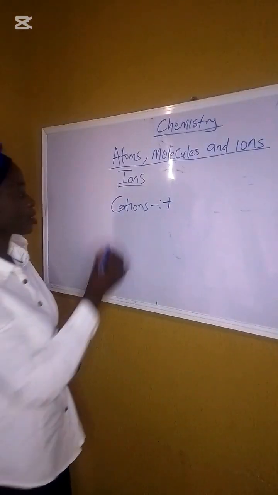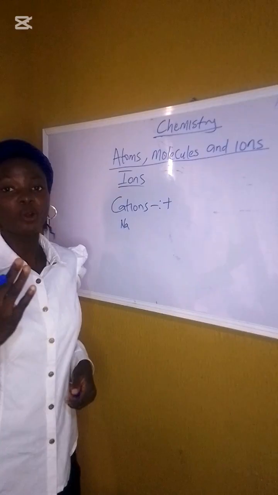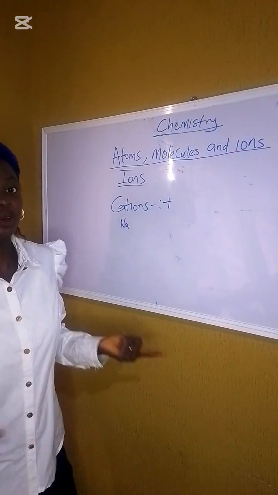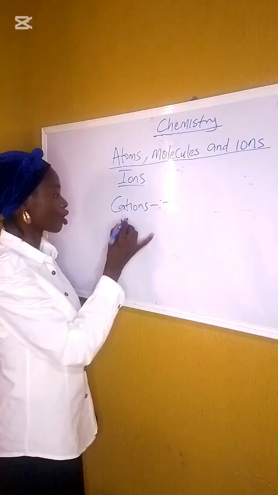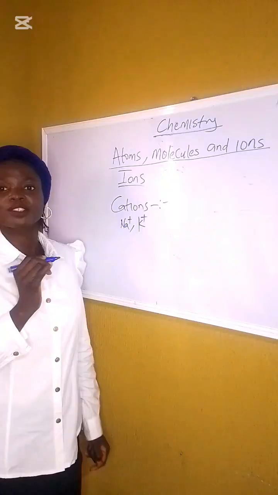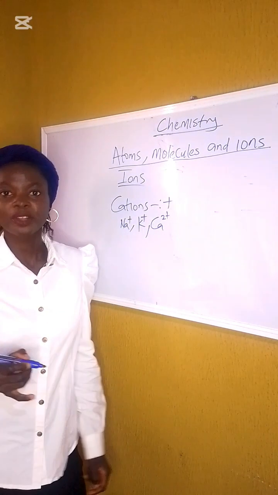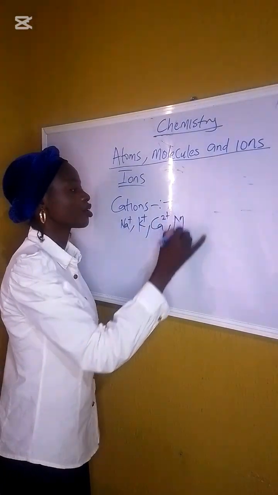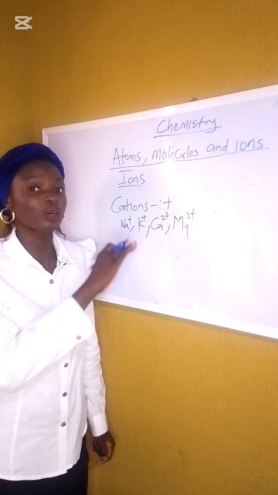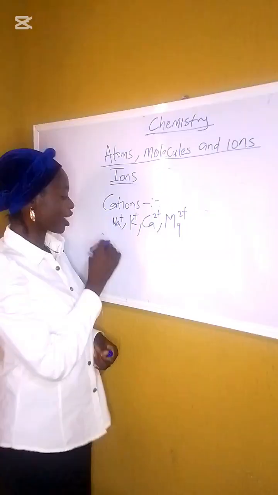Examples of cations: I told you it is only metals that can undergo electron loss, that is, produce positive ion cations. So we have sodium ion, Na plus, we have potassium ion, we have calcium ion. What else? We have magnesium ion. If you look at all these examples I've written on the board, they are all metals.